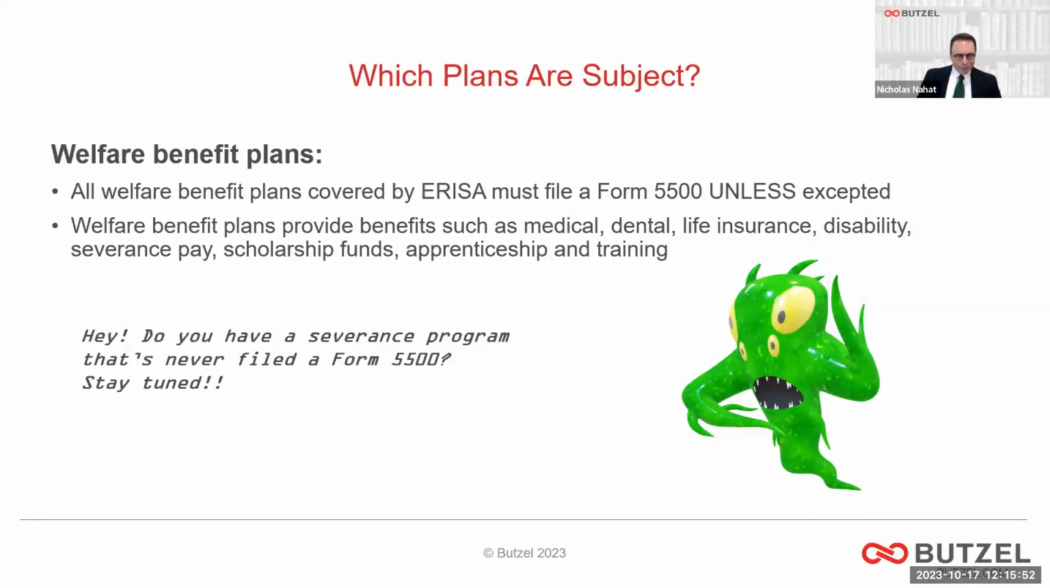Or again, a former employee who's elected coverage, but maybe has yet to elect benefits. Spouses and dependents are not counted for this purpose. And again, the employee has to be enrolled in one or more of the benefits in order to be considered an active welfare benefit plan participant.